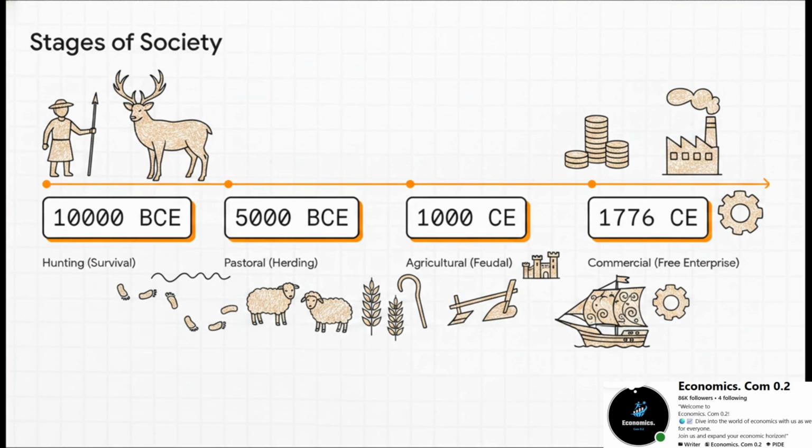So we've seen the mechanics of Smith's framework, but let's take a second to look at his monumental legacy. Smith actually viewed human progress as this grand evolution through distinct stages. We started with basic hunting for survival, moved to pastoral herding, then into agricultural feudal systems. But he believed that with the right institutions and sound policies, humanity was finally crossing into the highly advanced commercial era in 1776, a true era of free enterprise.